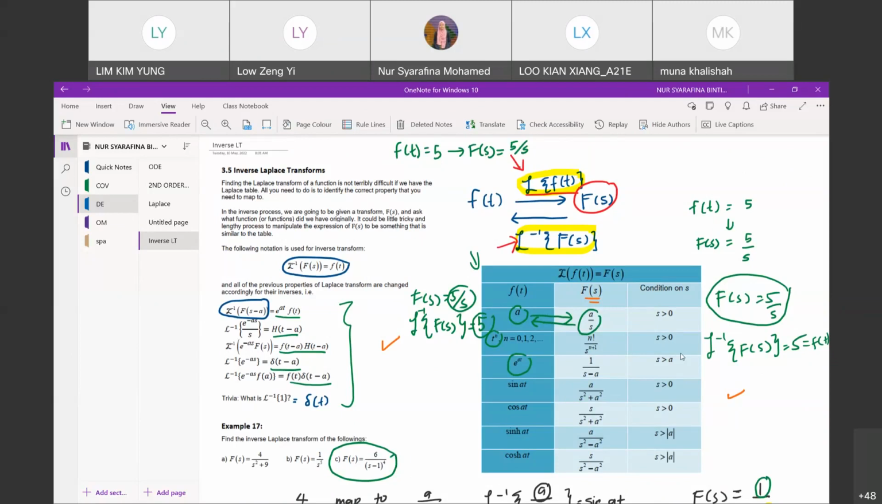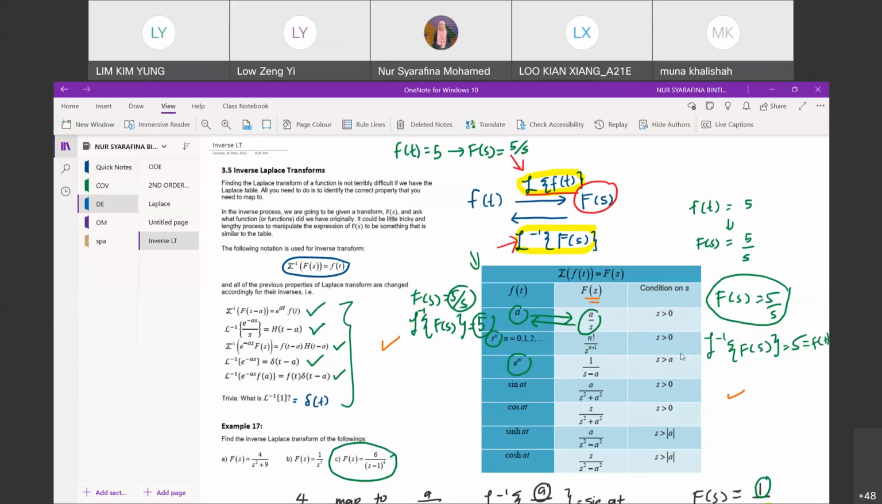Or you can also use the properties that we have learned. We have what? First shifting. We have special types of function, the Heaviside function. This is second shifting. This is the Dirac delta function, and this is the properties of the Dirac delta function. And then we have linearity, and then we have multiplication by t to the n, and so on. So you need to understand all of those things before you can do the inverse transform process.